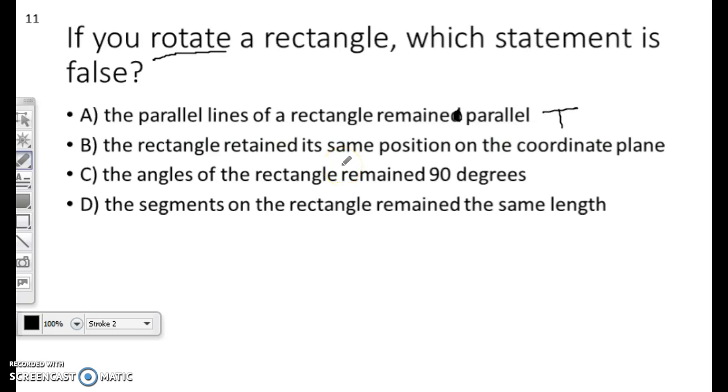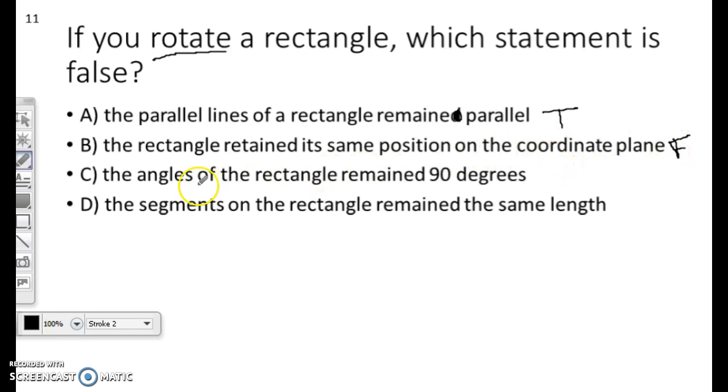All right, well, let's think about that. If we start with a rectangle and we rotate it, that's turning it. Is that going to be in the exact same spot on our graph paper? No, it's not. If we're rotating something, we're turning it, so it is moving. It's not going to be in the same position, so that's false.